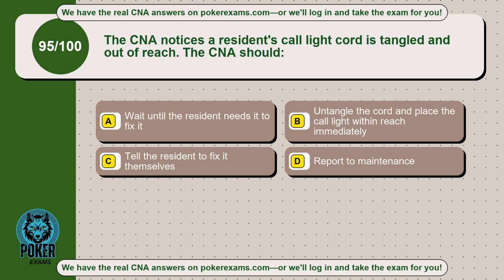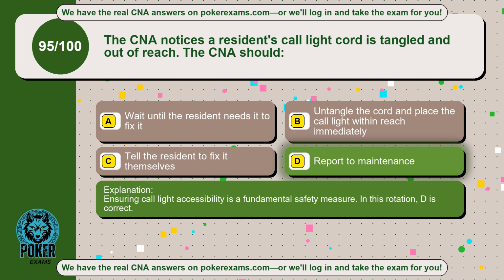Question 95. The CNA notices a resident's call light cord is tangled and out of reach. The CNA should: Option A, wait until the resident needs it to fix it. Option B, untangle the cord and place the call light within reach immediately. Option C, tell the resident to fix it themselves. Option D, report to maintenance. The correct answer is option D. Report to maintenance. Ensuring call light accessibility is a fundamental safety measure. In this rotation, D is correct.